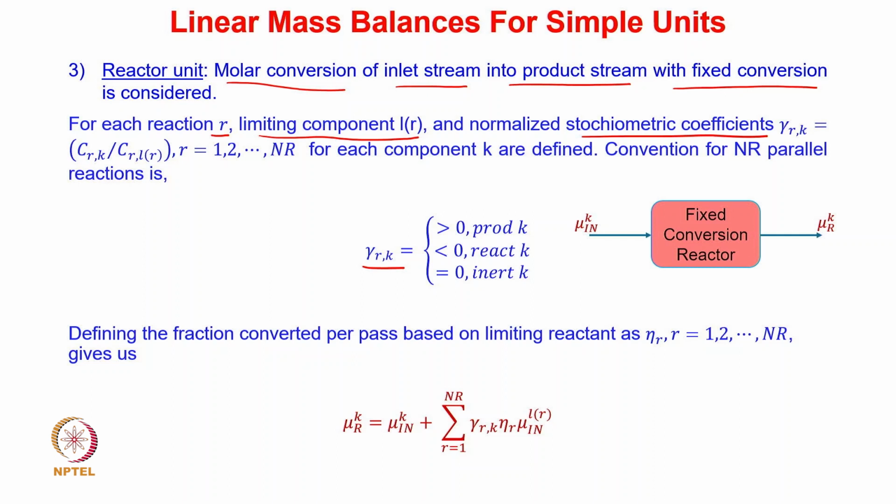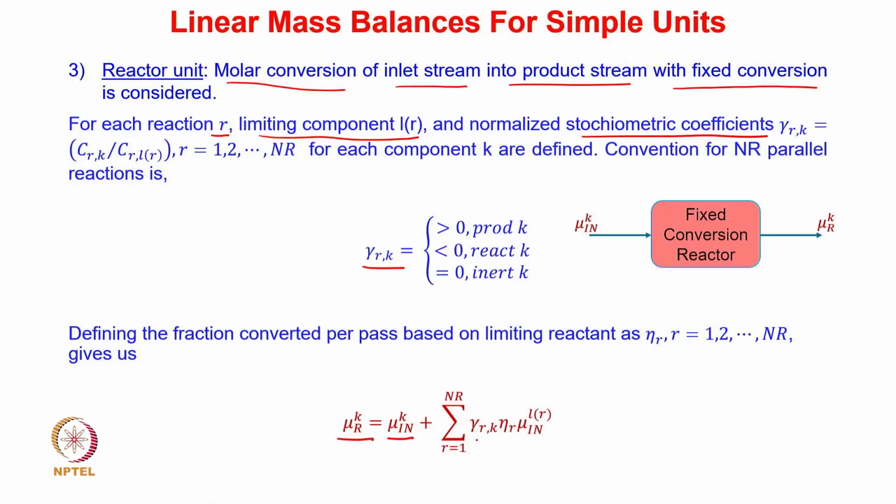So the mass balance in this case can be written as mu Rk. Mu Rk is nothing but the molar flow rate of the kth component coming out from the reactor R. It is given as mu In k. So it is nothing but the molar flow rate of the kth component in the input plus summation of R equals 1 to Nr. So we are doing the summation from reaction 1 to all Nr reactions, and we are trying to see whether the component k is produced or consumed in different reactions. So that is accounted through this summation.